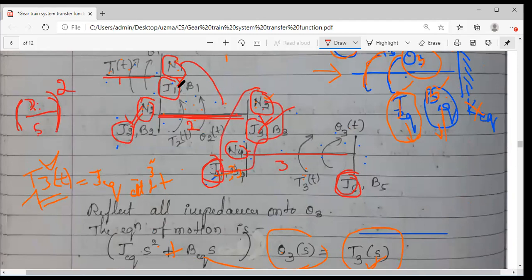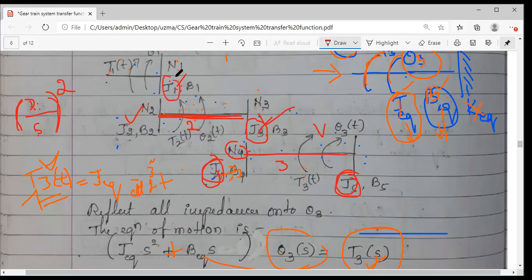Yes, I'm sorry. When I'm considering J1, there are 2 times we are transforming. Second to third, there is only 1 transformation. But when you're taking shaft 1 to shaft 3, there are 2 transformations. Okay, that is very important. This problem is very interesting. You learn many things in this.